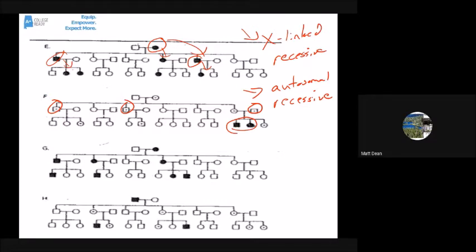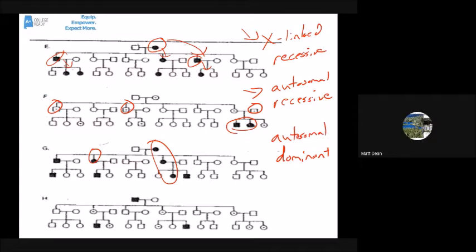On the next one, it doesn't skip generations. There are no carriers. That tells us probably dominant. Let's look at the male to female ratio. There are 3 females affected there, plus 1 there. 4 total affected males as well. That tells us probably autosomal.